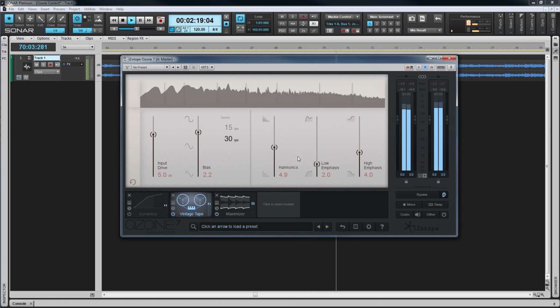Dips and peaks in the frequency response of tape machines, especially the lower frequencies, was known as head bump. The low emphasis slider controls the resonant peak of this head bump. Increasing this will add gain to bass material.